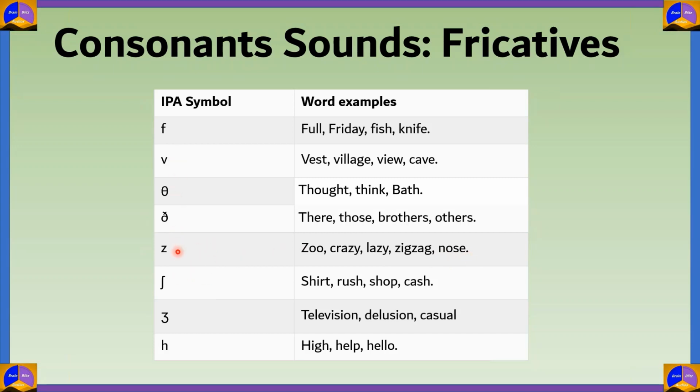Now, we have the sixth fricative, and this fricative is used for the sound sh. So here it is unvoiced, which means we don't have to use the vocal cords. So the sound is sh, the sound that we use to tell children to keep quiet. So the words that use the sound sh are shirt, rush, shop, cash, etc.